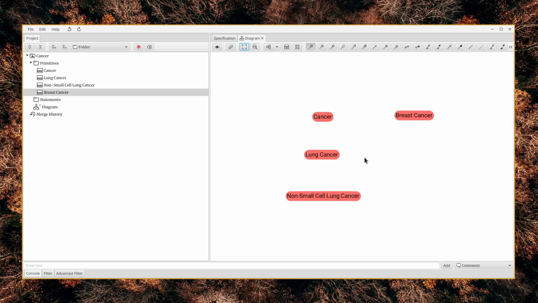The relationship between these problems can be defined as follows. Cancer is a more general and abstract problem compared to lung cancer and breast cancer, which means that there is a relationship between cancer and both lung cancer and breast cancer. To indicate this relationship, we need to use the inheritance relation, which is represented by a white triangle arrow pointing from the more specific problem to the more abstract problem. Finally, we can use the inheritance relation again to indicate that non-small cell lung cancer is a type of lung cancer.